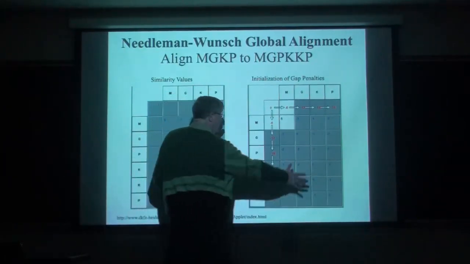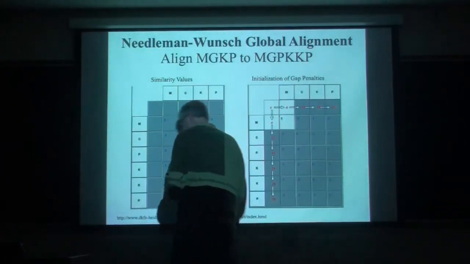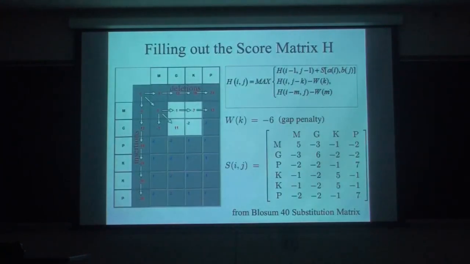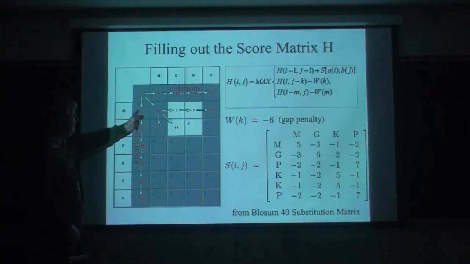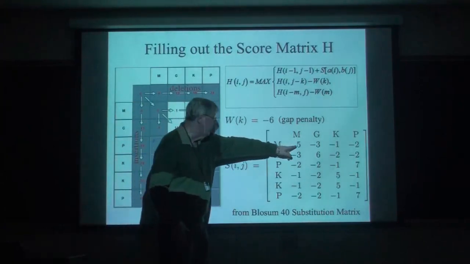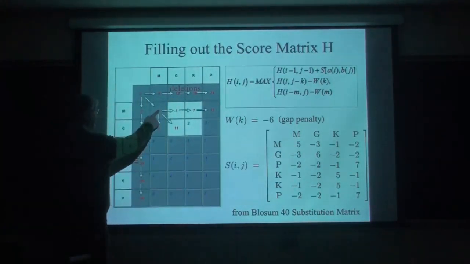And now we fill in the rest with values that give us an objective function that tells us how good the comparison would be, in terms of the value of the objective function. And so here we say, we want to compare an M with an M. This is a substitution matrix. And you see an M gets a 5, so we put a 5.